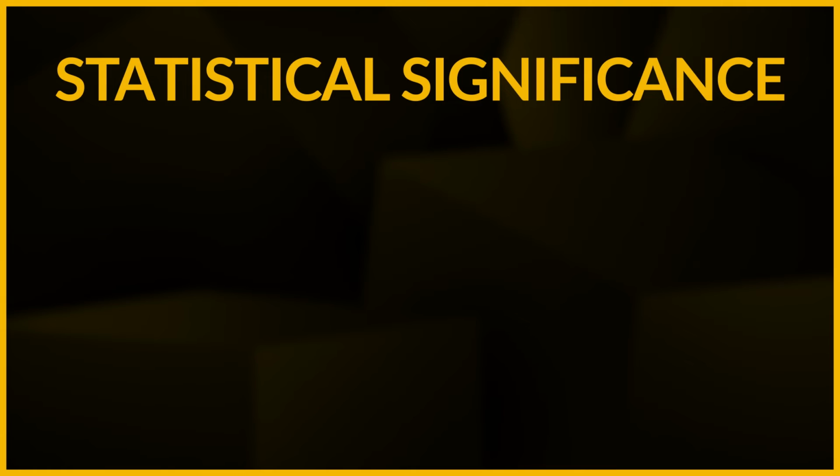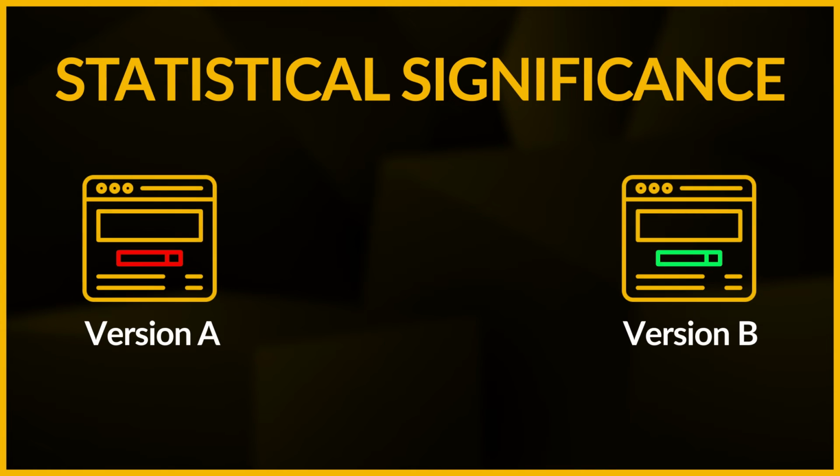Statistical significance tells us if the difference in performance between two versions in a test is due to chance or if it's a reliable result. It's what gives us confidence in our data. For example, if version A of a landing page has a higher conversion rate than landing page version B, statistical significance helps us determine if this difference is likely to repeat in future scenarios or if it happened by luck.